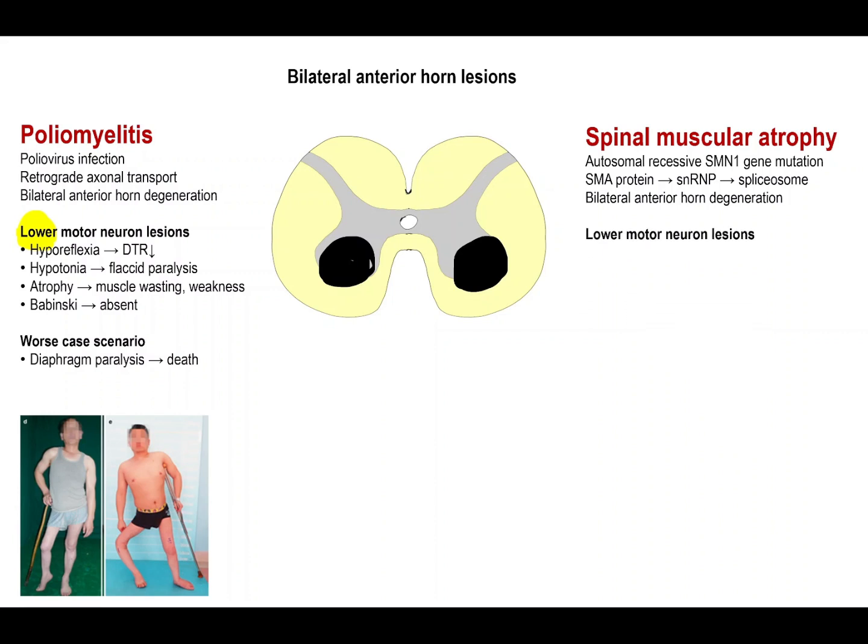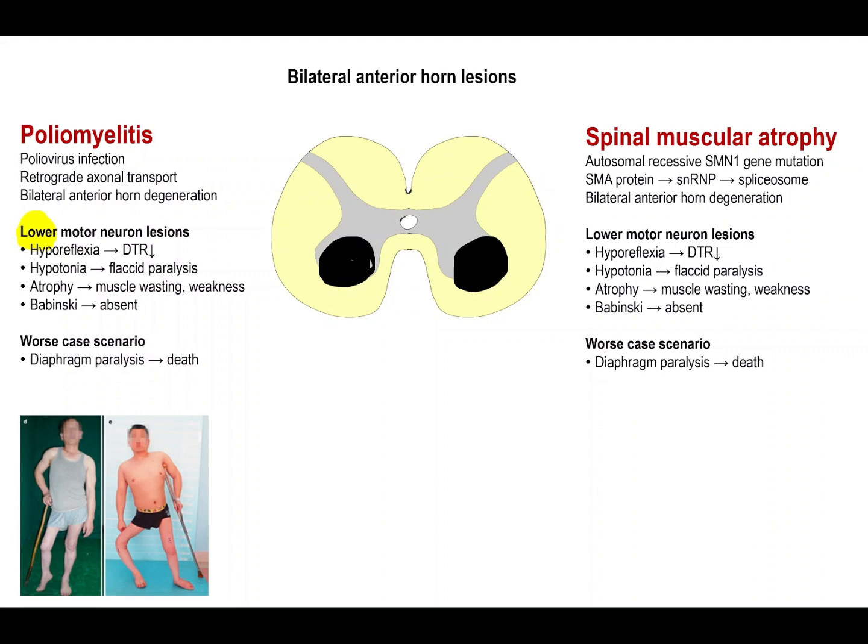It will be lower motor neuron lesions. It will lead to hyporeflexia, hypotonia, and atrophy, and it will lead to absent or normal Babinski sign. That's it. Worst case scenario will be the same, diaphragm paralysis. So in both cases, it's bilateral anterior horn lesions or degenerations. Spinal muscular atrophy is genetic, poliomyelitis is post-infectious in nature.